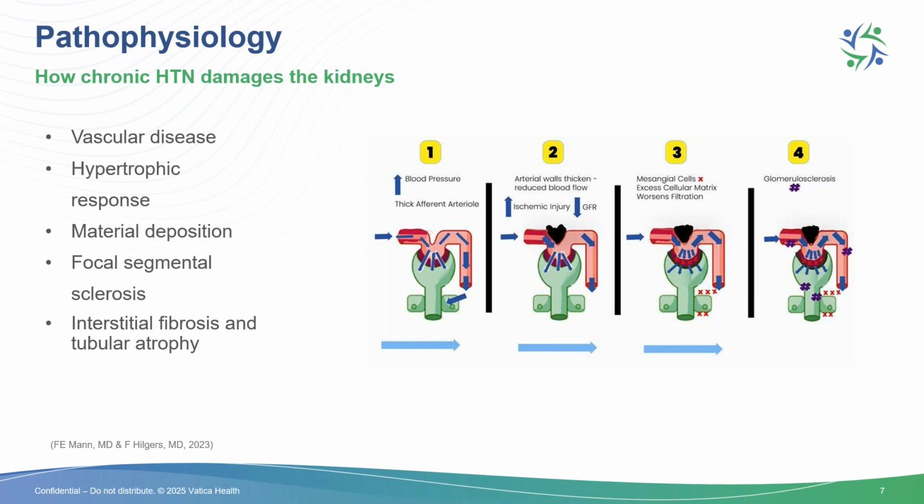And as these walls thicken and narrow, it's going to lead to a reduction in the amount of blood and oxygen going into the glomerulus and tubules, and that's going to lead to increased ischemia and decreased GFR. And this ischemia stimulates the mesangial cells, and they try to come in and help fix this inflammation and injury. So what they'll do is stimulate excess extracellular matrix, and that's going to further worsen your filtration. Over time, this is going to lead to glomerular sclerosis, where the kidney tissue hardens, it's going to form scars, and the tubules shrink.